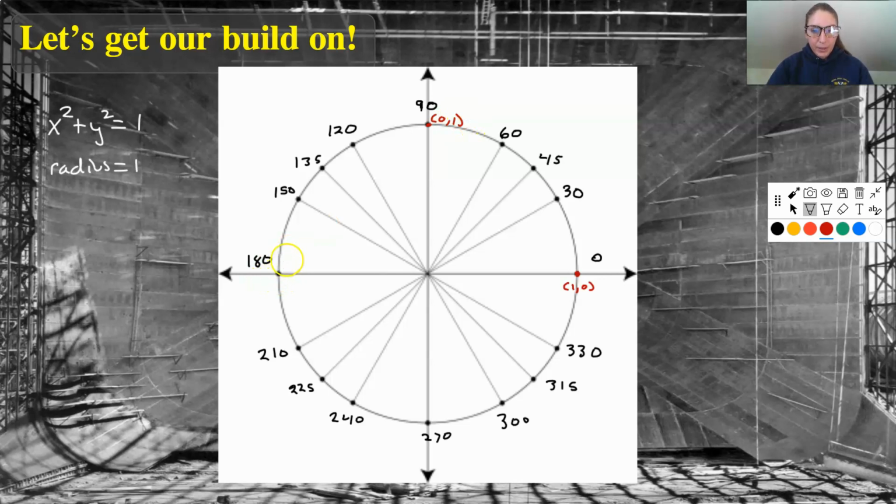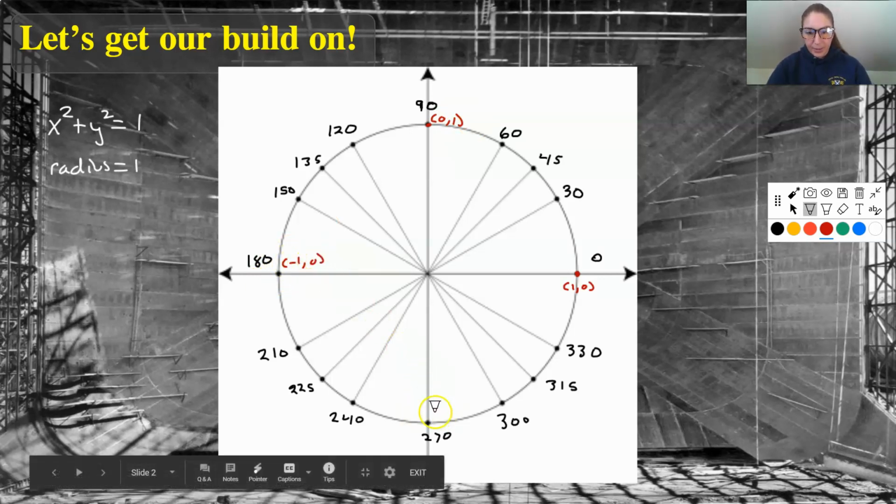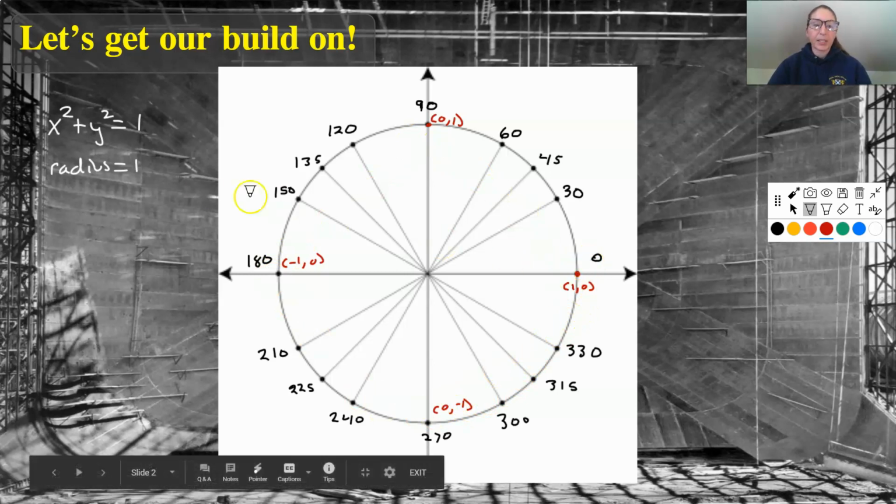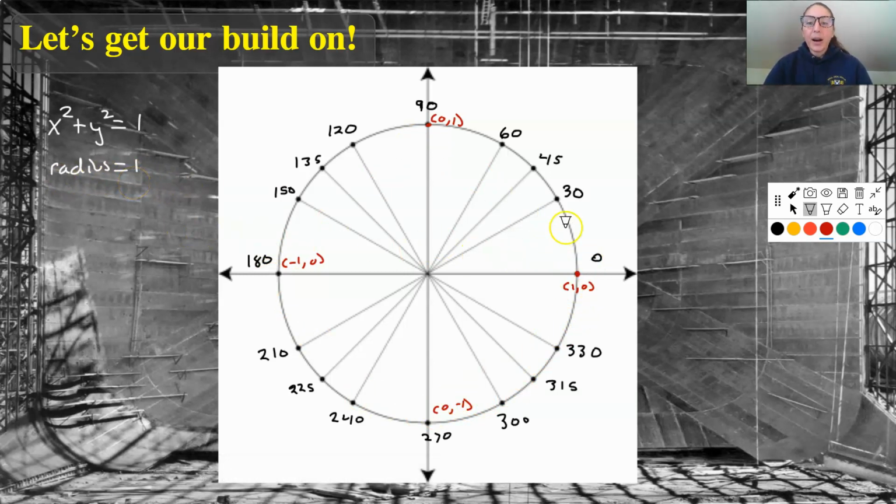Over here, negative 1 in the x direction, 0 in the y direction, and down here, 0 in the x direction, negative 1 in the y direction. Okay, so we start filling in some points because we knew that the radius was 1. So now the question is, how do I know all the points here? What are all these coordinate points? Because it's not an easy 1 or 0 like the rest of these.